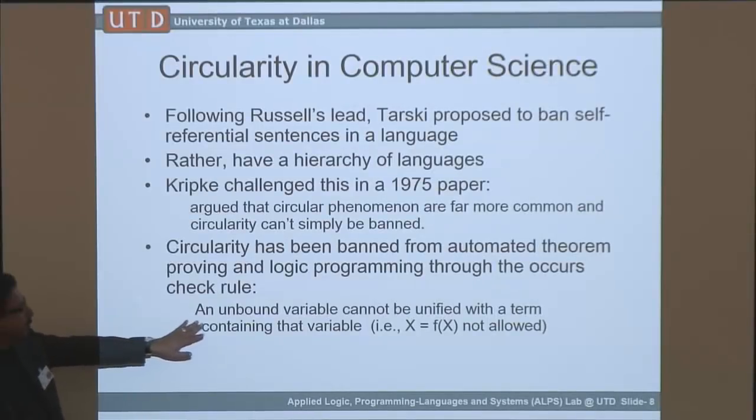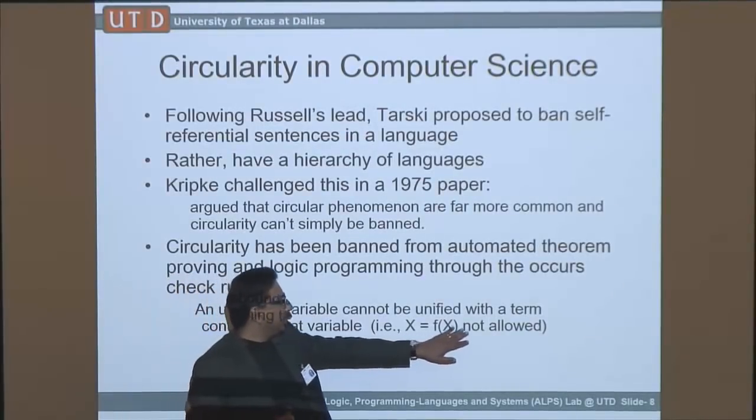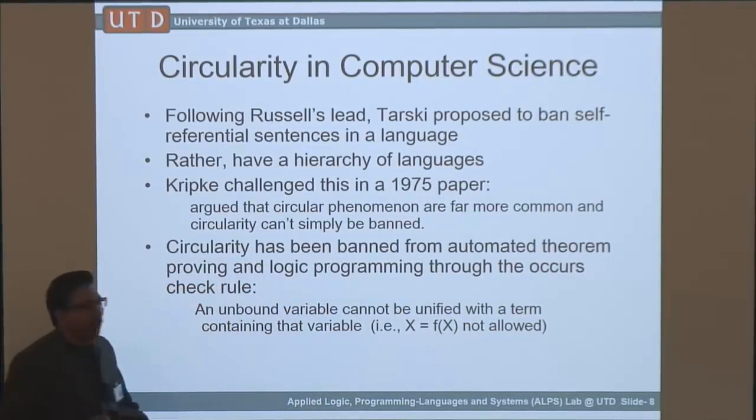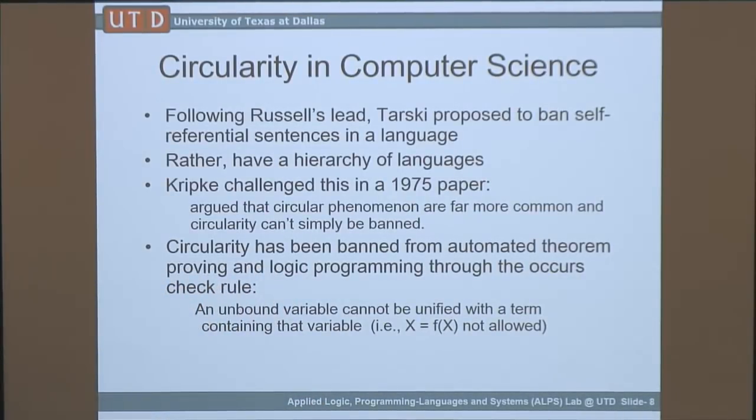And circularity, if you think about it, has been banned from automated theorem proving and logic programming through the occurs-check rule. And what does the occurs-check rule say? It says that if you try to unify a variable x with a structure that contains x, so x equals f of x, this unification must fail. So we're trying to prevent circular structures, essentially. So it's not allowed, in logic programming as well.